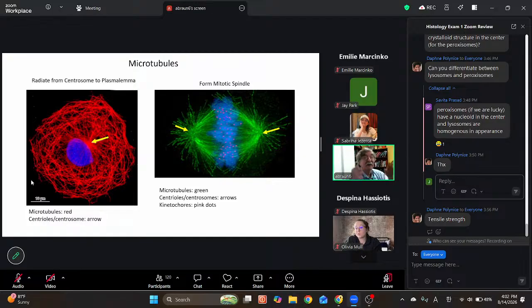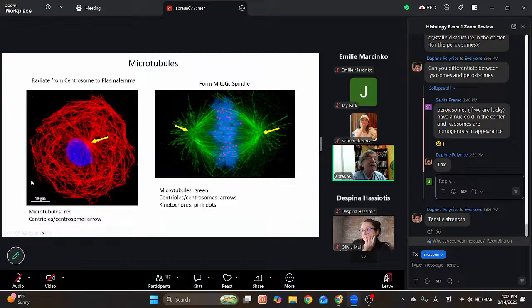So apparently, the original centrosome of the cell replicated into two and then migrated to the two poles of the cell like this to form a mitotic spindle to pull apart the chromosomes.